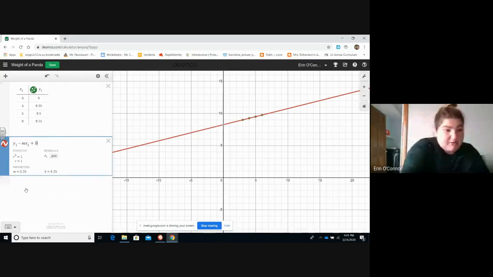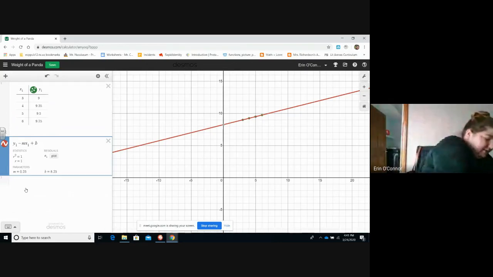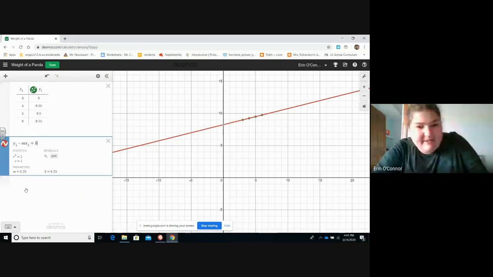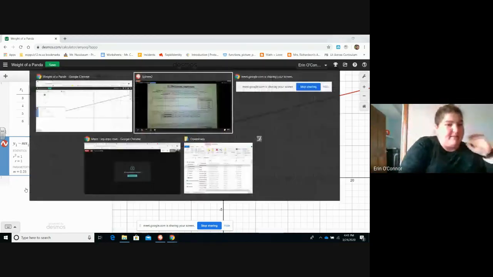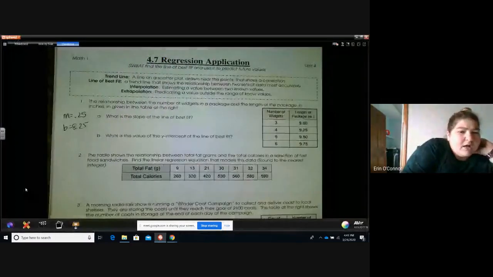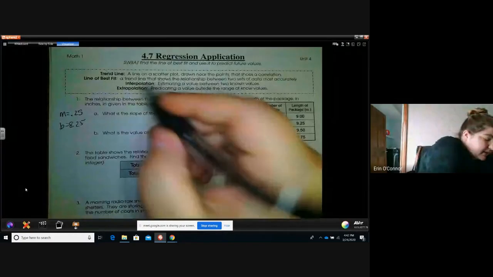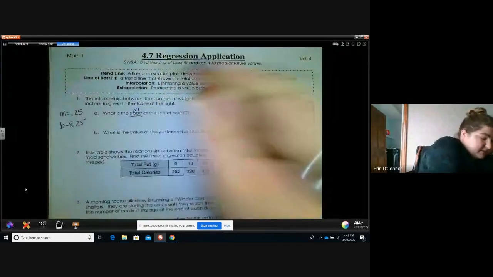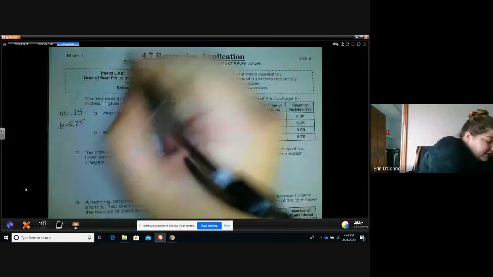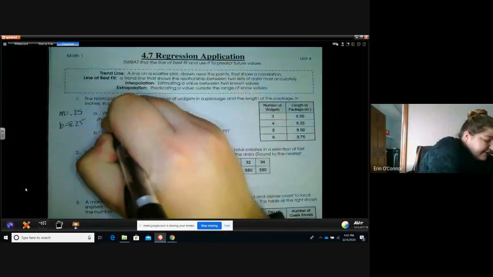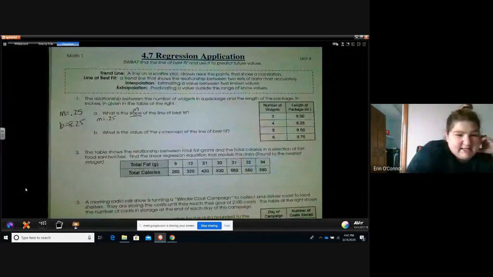So right here under parameters, we have our m, which is, I'm going to put it on my paper, make sure you're writing it down too, 0.25. And I have my b, which is 8.25. So I'm going to go back to my screen. I have written down my m and my b. And the first thing that I'm asked is, what is the slope of the line of best fit? Well, we know slope means m, and my slope is 0.25. So m equals 0.25. But we're going to actually say what it means in context.